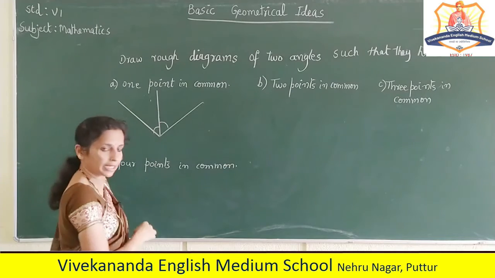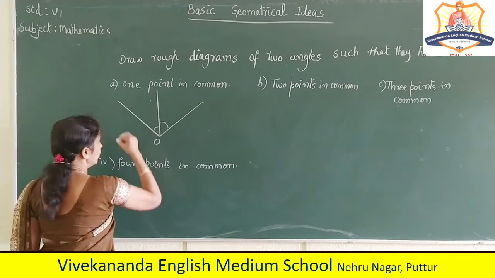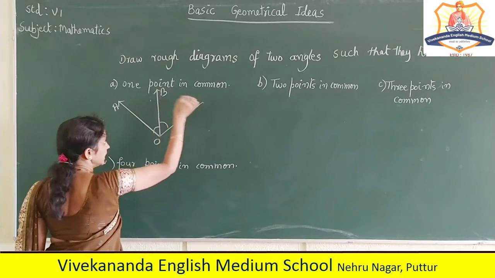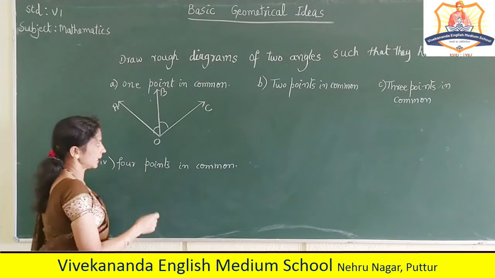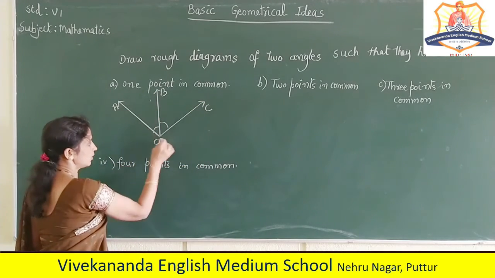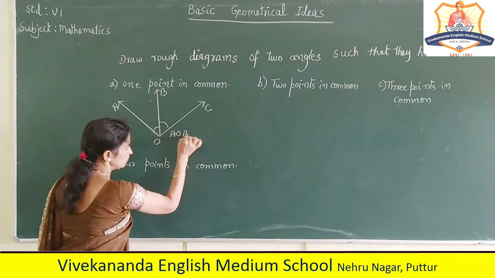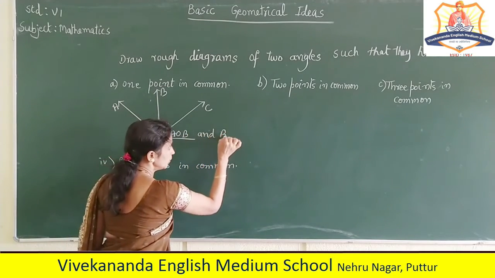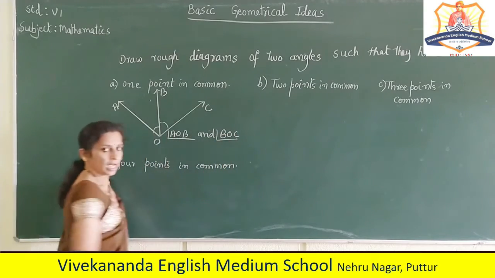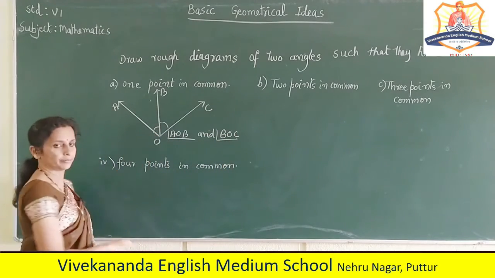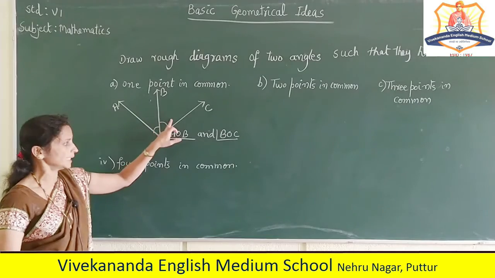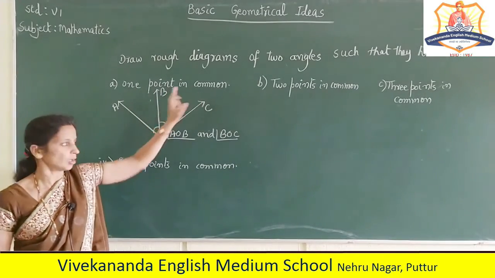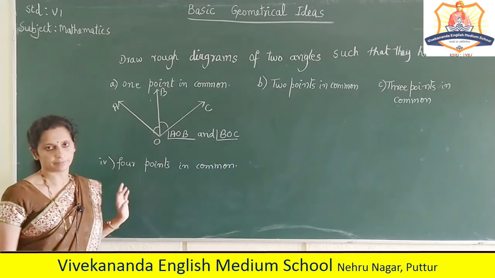So you can draw like this. This is O. So OA is one ray, OB is another ray, and OC is the third ray. So here which are the angles formed? Angle AOB and angle BOC are the two angles formed, and which is the common point for both the angles? O. So here it is asked 1 point in common means this is the figure.